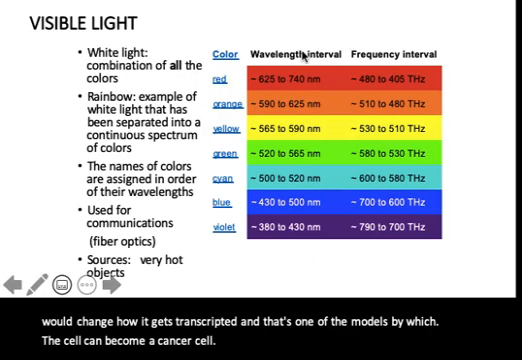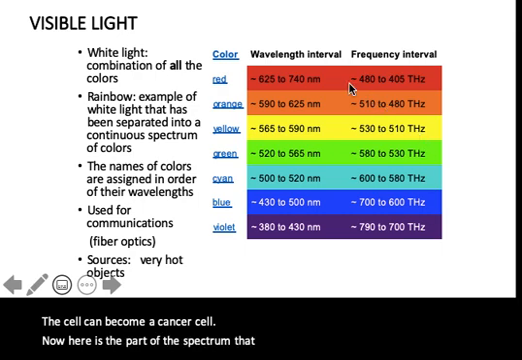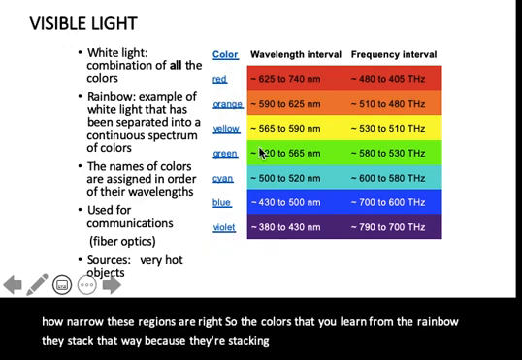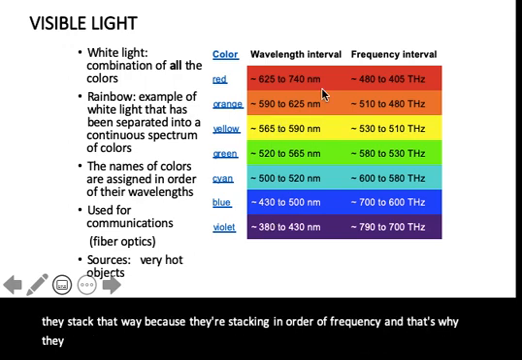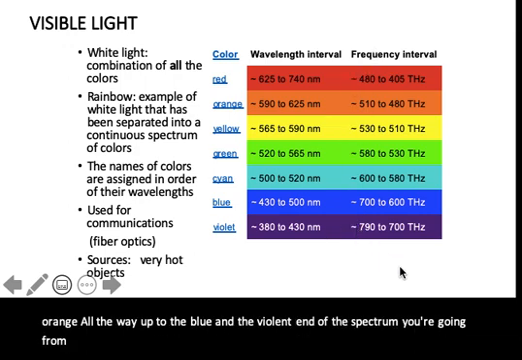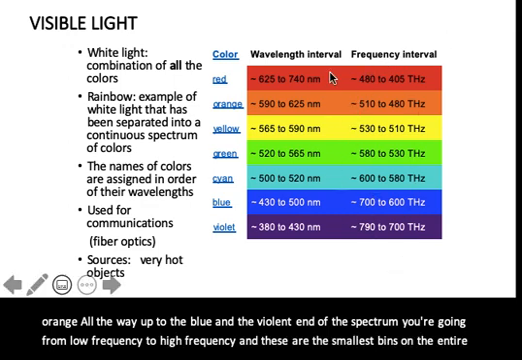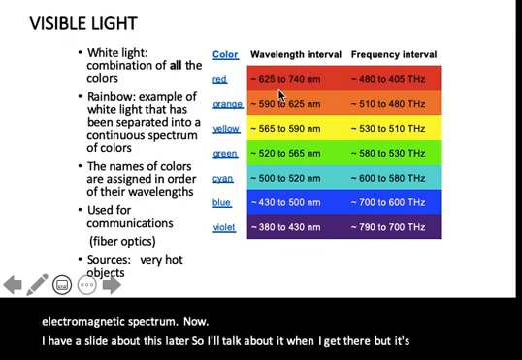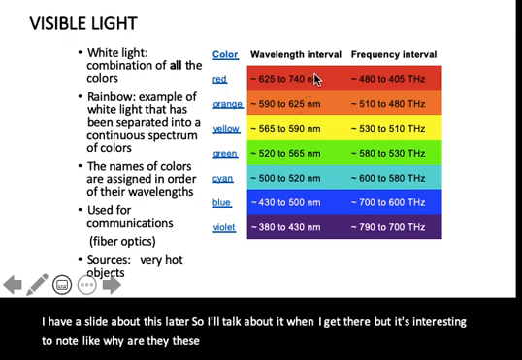Now here is the part of the spectrum that we know and love the most, but look at how narrow these regions are, right? So the colors that you learn from the rainbow, they stack that way because they're stacking in order of frequency. And that's why they're always in the same sequence in the rainbow. And you go from red to orange all the way up to the blue and the violet end of the spectrum. You're going from low frequency to high frequency. And these are the smallest bins on the entire electromagnetic spectrum. Now, I have a slide about this later, so I'll talk about it when I get there. But it's interesting to note, like, why are these bins, right? The fact of the matter is that the radiation out there in the universe is continuous, right?